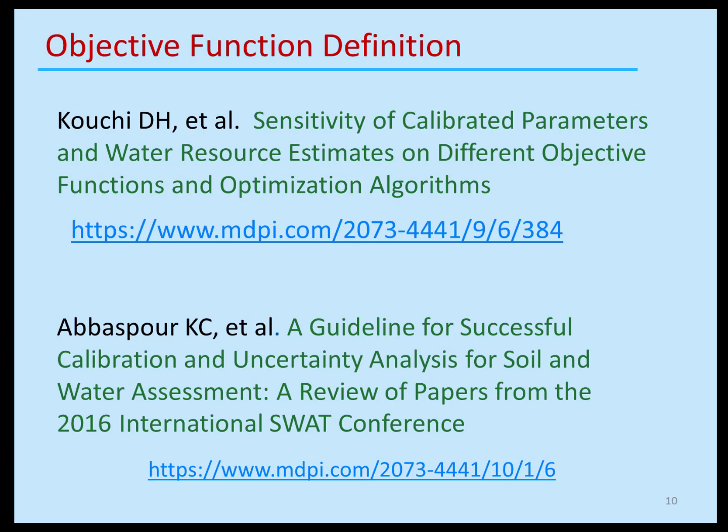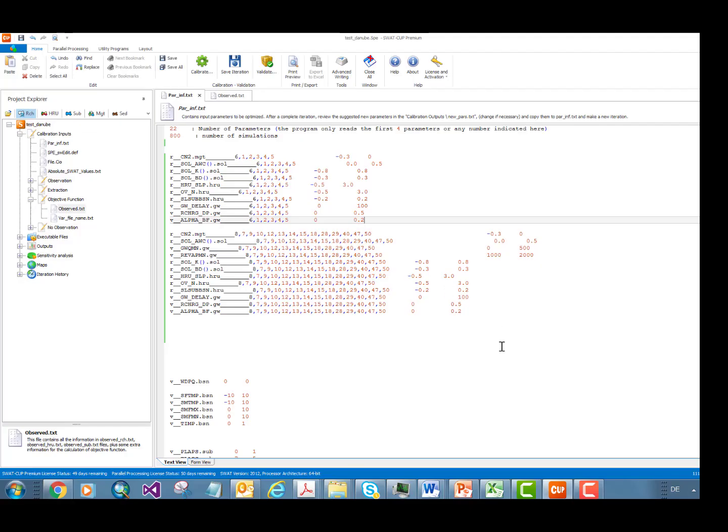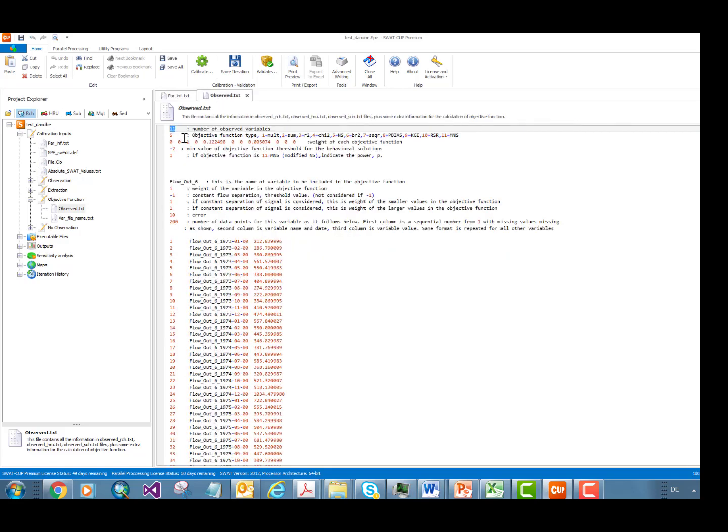in this calibration exercise. All right, so let me just show you how we do this in SWATCUP. If you remember, that's where we were last time. We had parameterized the first two outlets. We had 22 parameters, and we did 800 simulations. And our objective function is number 5, which is Nash-Sutcliffe. And then we are including all 11 outlets in the objective function. I mean, we could have included just the first two, but that's just what we are doing. In reality, you should have parameterized all 11 outlets.